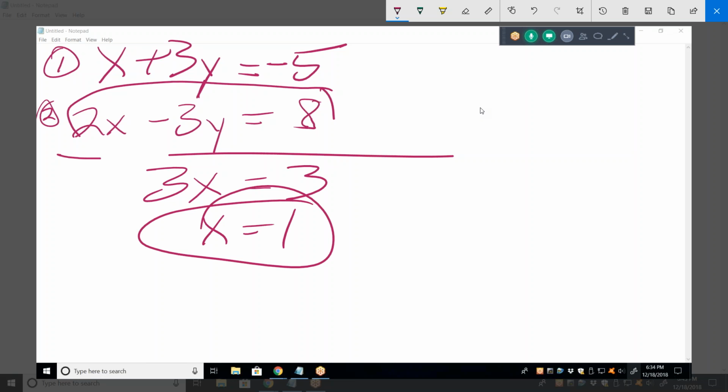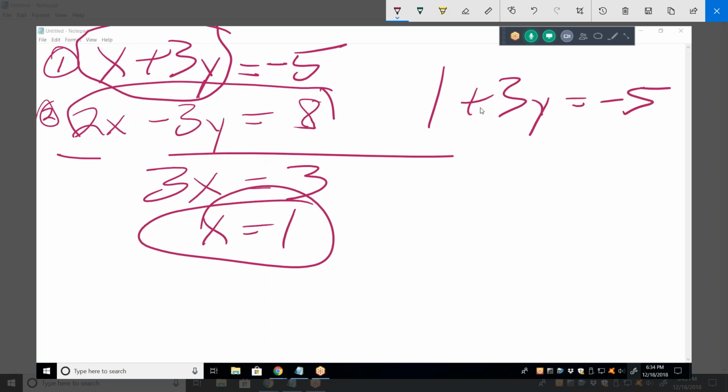And now I'm going to go into this equation and plug in x equals 1. So I got 1 plus 3y equals minus 5. 3y equals minus 6, y equals minus 2. Half a page of writing.